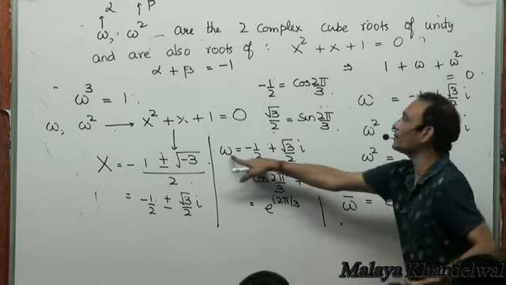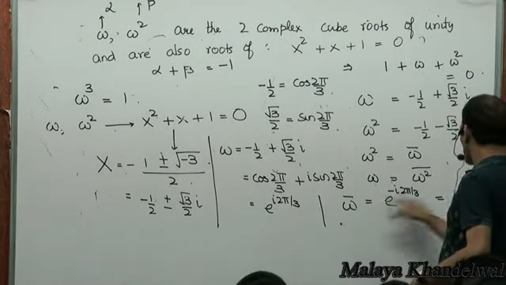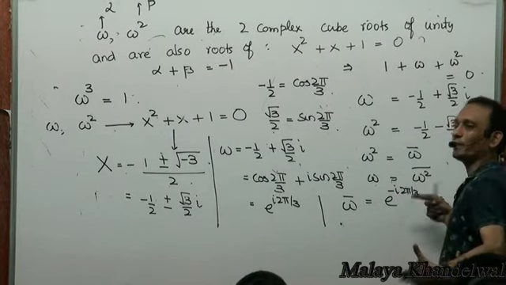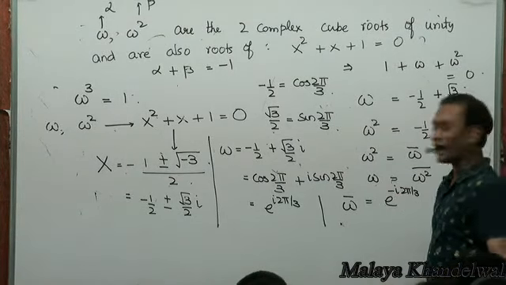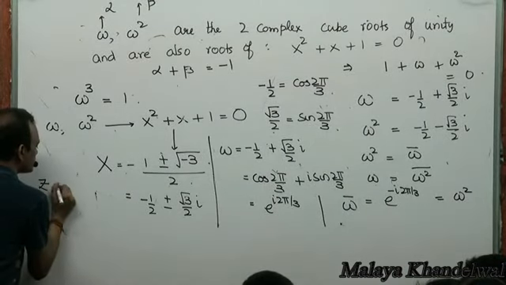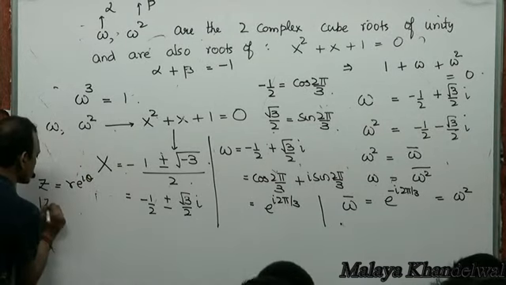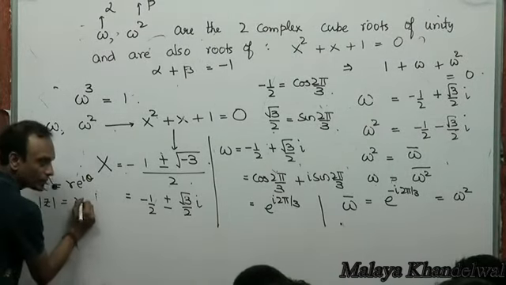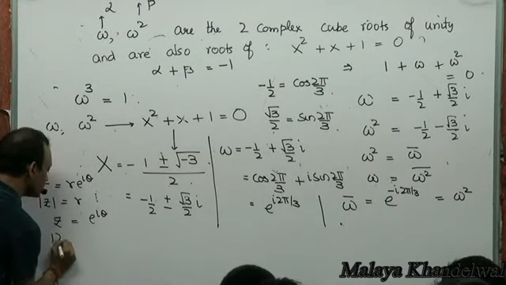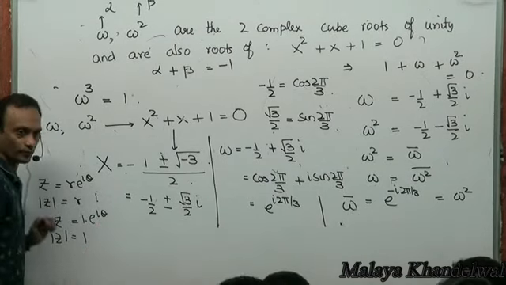So if one of the complex cube roots of unity is e power i 2 pi by 3, the other complex cube root of unity is going to be e power minus i 2 pi by 3. And if I have a complex number z which is r e power i theta, what is the modulus of this complex number? r. If I have a complex number which is e power i theta, what is the modulus? 1, because this is 1 times e power i theta, yes or no?